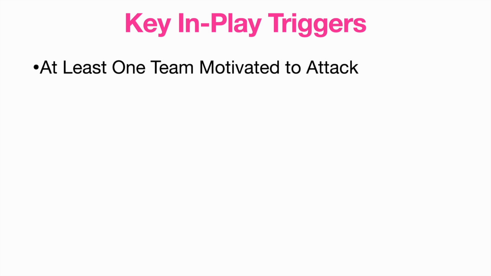So the best way to explain how to use this strategy is to take a deeper look into some in-play examples. Firstly, I want to look at the in-play triggers, the things that you should be looking for when betting on in-play corners, whether it be in the World Cup or the Premier League. It doesn't matter what league it's in, but these are the sort of things that you should be aware of and looking for. So we want at least one of the teams to be motivated to attack.